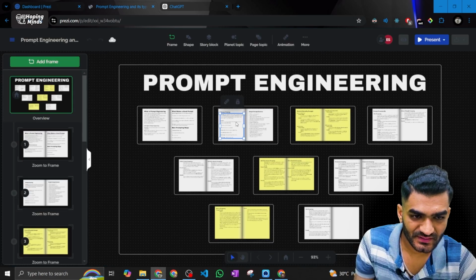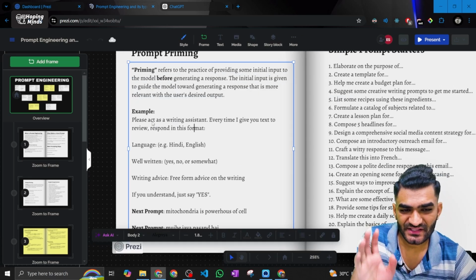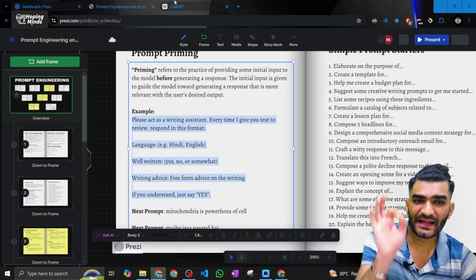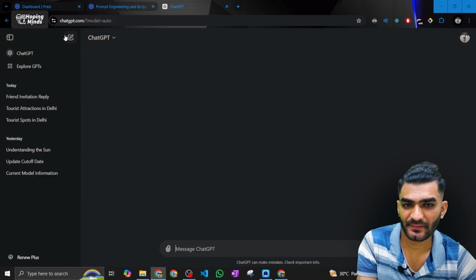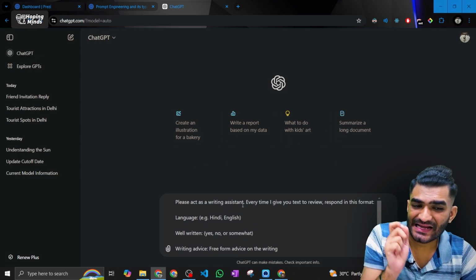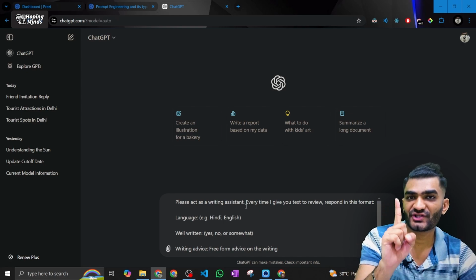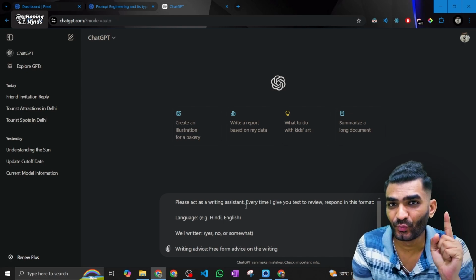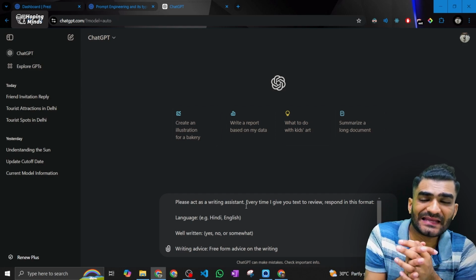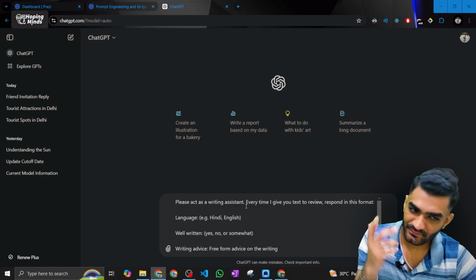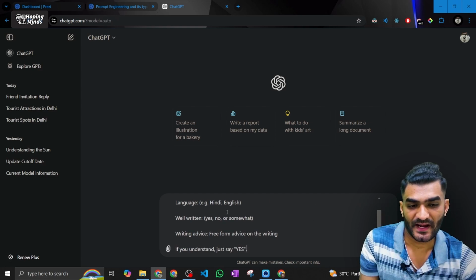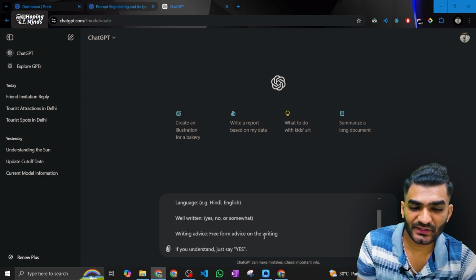Perfect. So this is what the prompt priming says. I'll just copy this entire prompt from here, and we will try to understand what I mean by prompt priming. Now the prompt says, please act as a writing assistant. I have already provided one set of rules, one set of prior information to him, that I want him to act as a writing assistant. And every time I give you text to read, respond in this particular format.